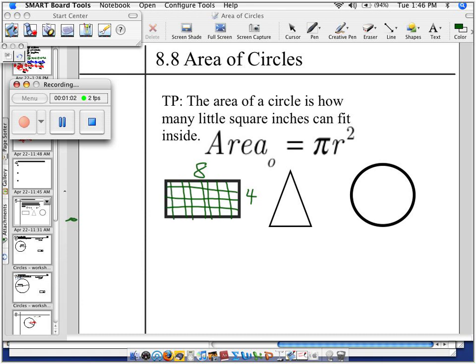Imagine though if my cuts were perfect, and every square I made in here was truly 1 inch on every side. Because of my imperfection, it is what it is. How many of these little squares are there inside of the rectangle? 32. 1, 2, 3, 4, 5, 6, 7, 8. 8 times 4 is 32. I have 32 square inches in here. That is the area of that rectangle.